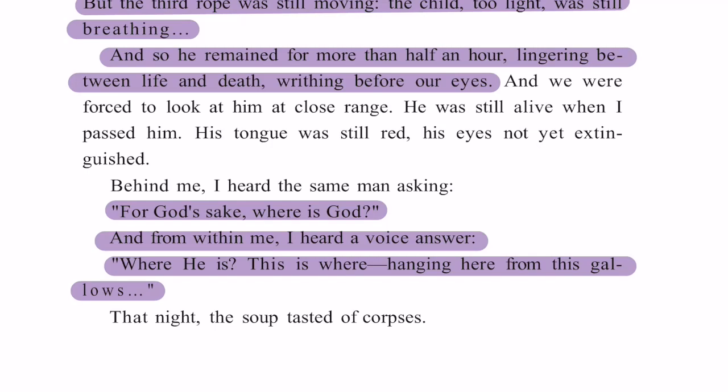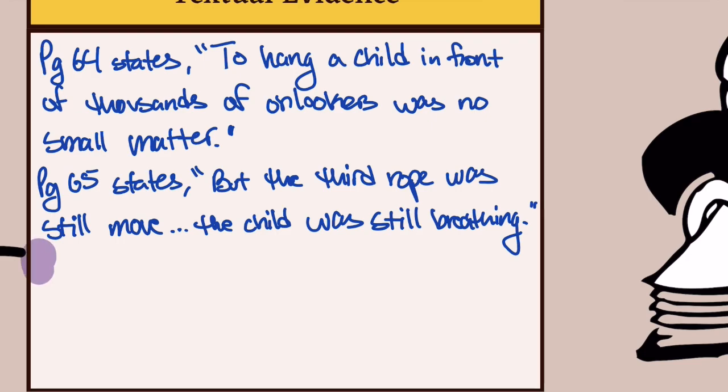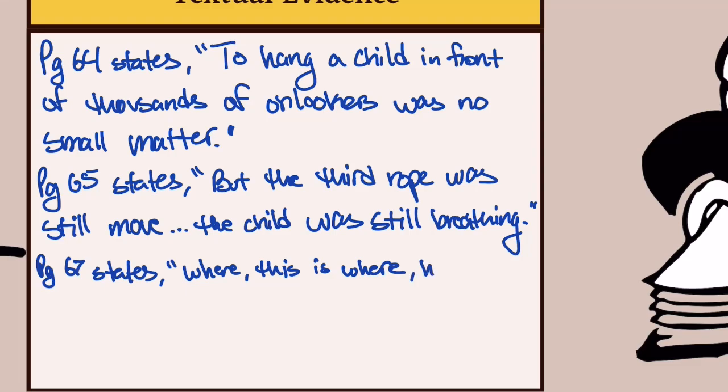So, I think I actually want to cite this. I'm going to say page 67. I'm going to write one more piece of evidence in here. This is all really good stuff. So we have page 67 states, "This is where? Hanging from the gallows." Okay, another really good piece of evidence here.